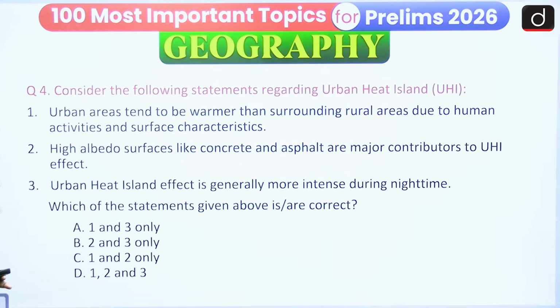So we can say, consider the following statements regarding urban heat island. First, urban areas tend to be warmer than the surrounding rural areas due to human activities and surface characteristics. Again, urban areas tend to be warmer than surrounding areas due to human activities. You understand, surface characteristics, what kind of roads, what kind of buildings and all. Second, high albedo surfaces like concrete and asphalt are major contributors to the urban heat island effect. That is what we have to see. And the third statement, the urban heat island effect is generally more intense during night time. Just check which options are correct regarding that.